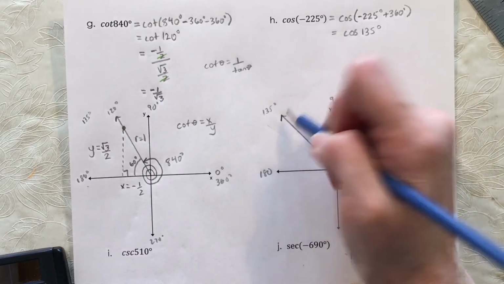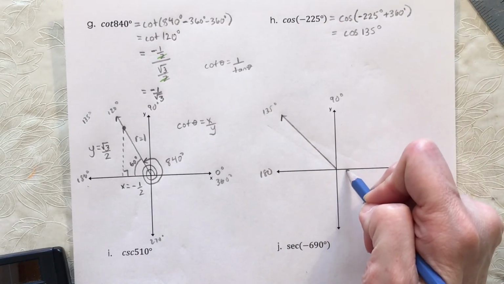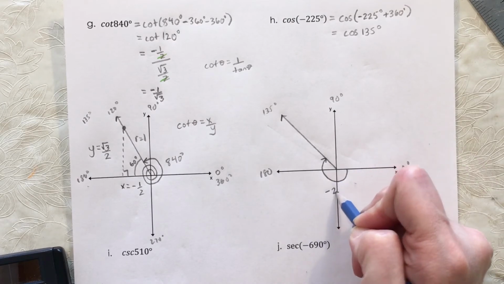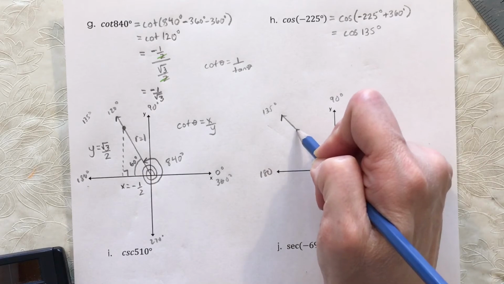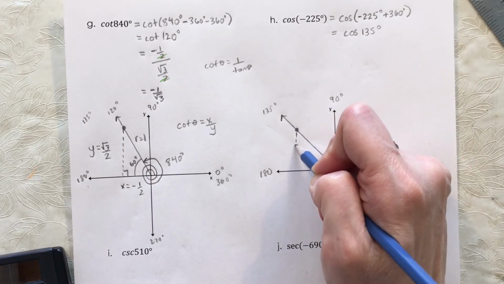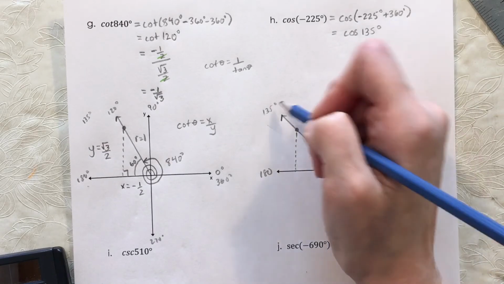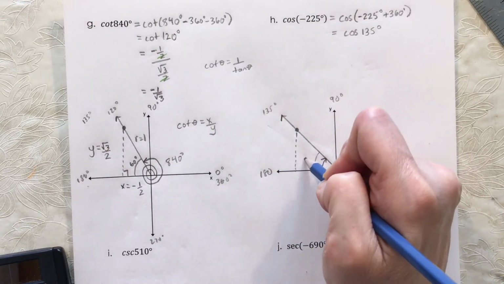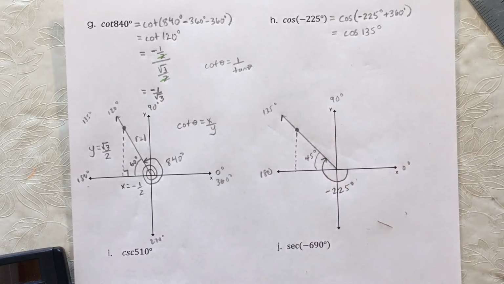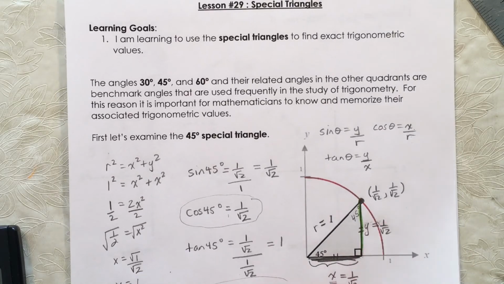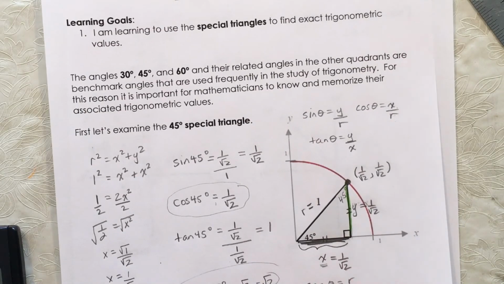Here we go. So negative 225: there's negative 90, negative 180, and 45 more to negative 225. And then this angle alpha in here is going to be, between 180 and 135 is 45 degrees. So we want our 45 degree special triangle. So R is 1. X and Y are both 1 over root 2. And then their signs depend on what quadrant we're in.